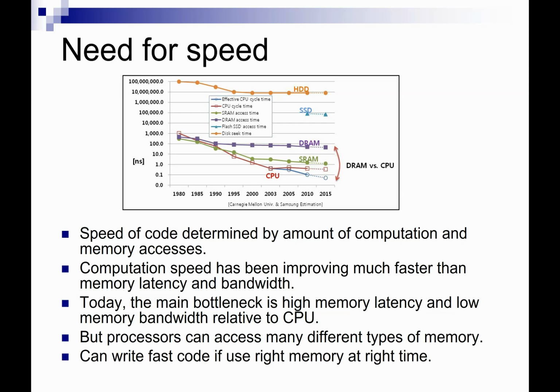Okay, so therefore, the way that we have of dealing with this is that, remember we said computers have a memory hierarchy. Okay, so we have different types of memory, right? And the different types of memory have different sizes and also different speeds. So if we can somehow make use of the right type of memory at the right time, then perhaps we can get better performance.